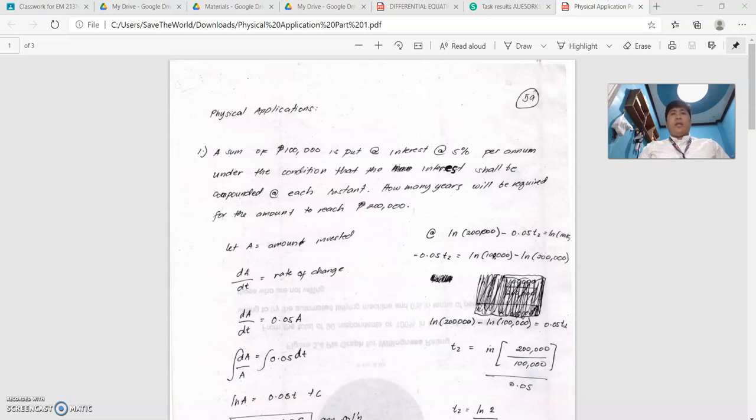Right now, we are already on the physical application. We are already done with the geometric application. We are now on the physical application. So here, we have some problems about physical application, and these problems can be solved using the methods that we've discussed in the past topics. So let's start. Okay, let me copy the first question.